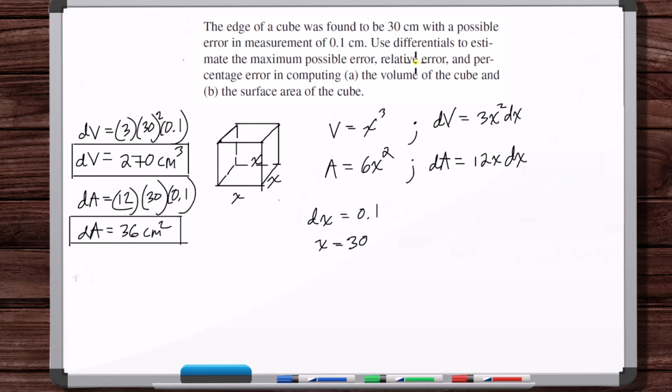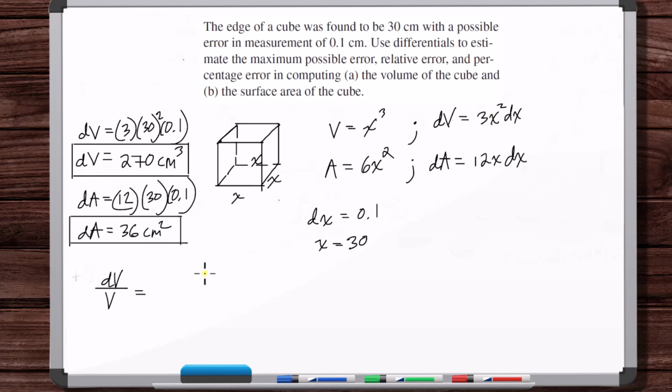Now, what is the relative error? What does that mean? Well, you look at this 270. Wow, that's a huge error. But it's all relative to the volume. If the volume at x equal to 30 is a million, then it's not that big of an error. So the relative error is dV divided by V.